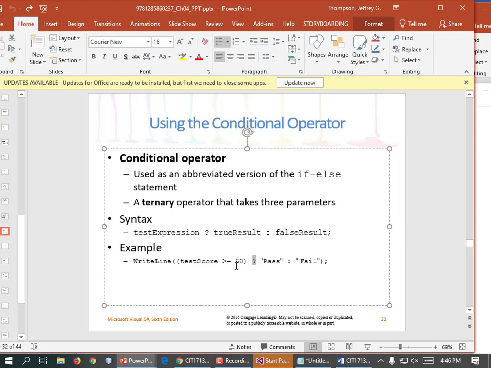Otherwise, how would you do all this in one statement? How would you get that print statement to work? You wouldn't be able to do it. You might have to have two if statements, one that wrote pass, else, wrote fail. Take 4 lines of code.